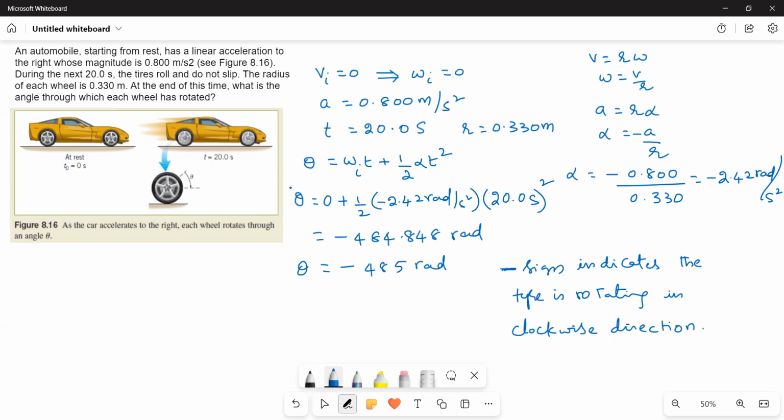So this is an integrated concept. We are converting the linear quantities to the angular quantities and then finding the answer.